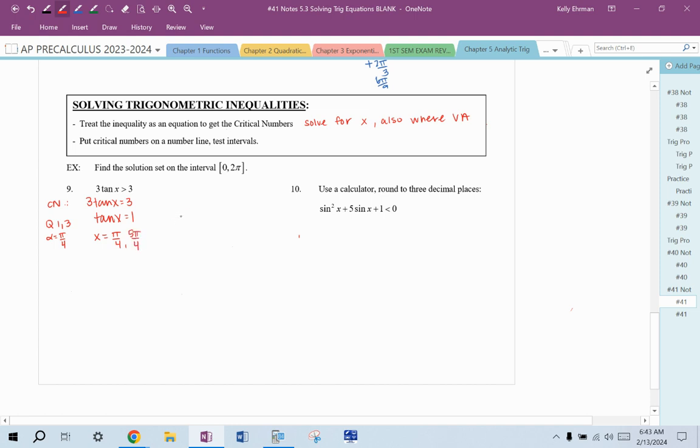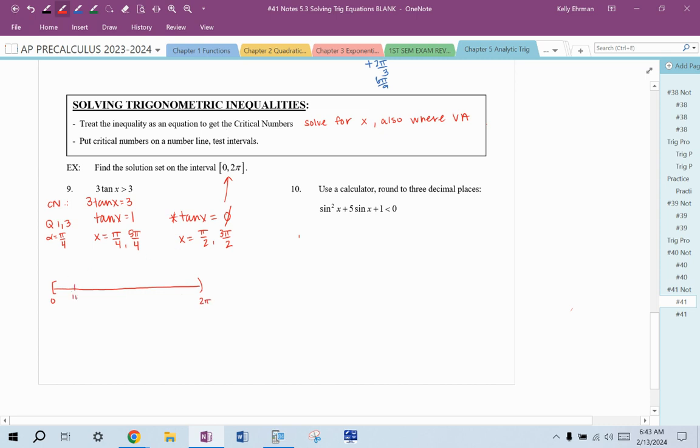But we also have to think about where tangent x is undefined on this interval. Normally it's plus or minus pi over 2 because of the graphing that we've done. But on this interval, it's pi over 2 and 3 pi over 2. And we need to get all of those numbers on a number line. So 0, 2 pi, plot them in order too.